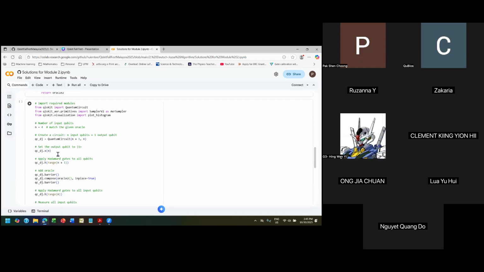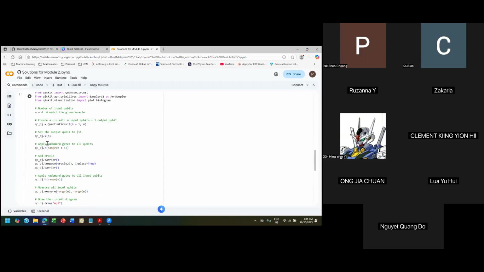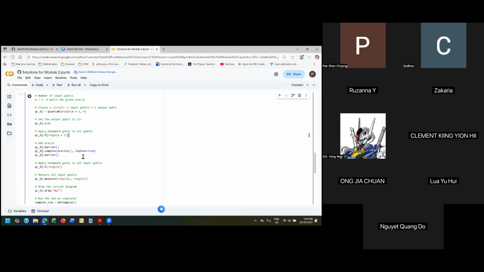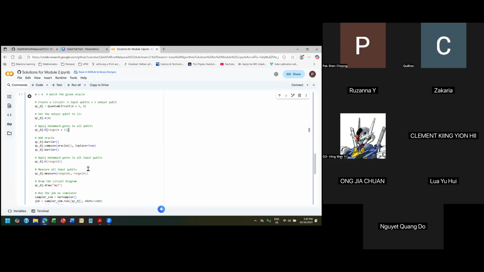Then we can start by setting the output qubit to 1, the last one, and then we apply Hadamard gates to all qubits. This one is just to flip the qubit. After that, I just apply the Hadamard gates to everything at once. Then we will add the oracle. Then again, apply Hadamard gates to all input qubits.